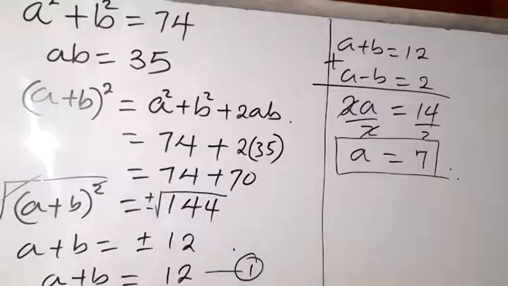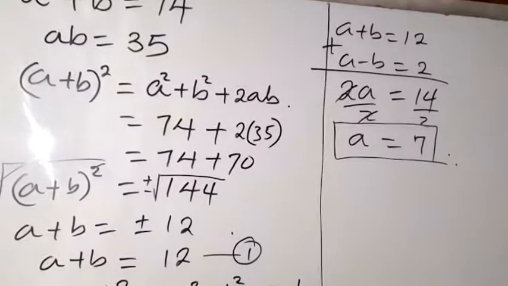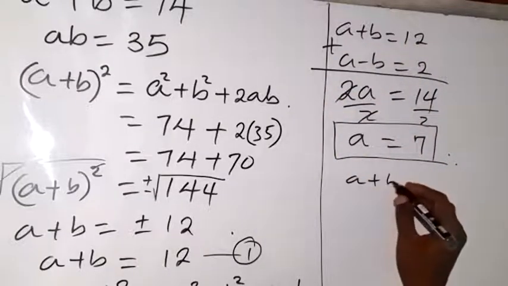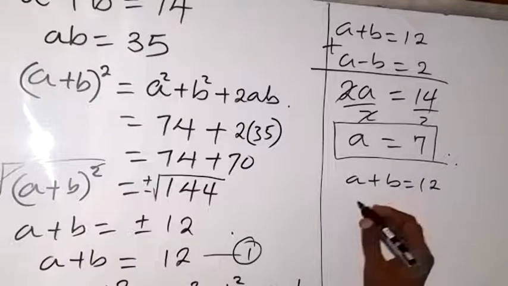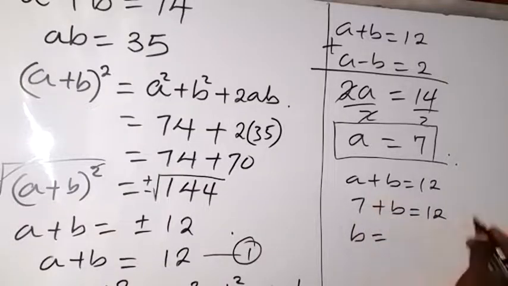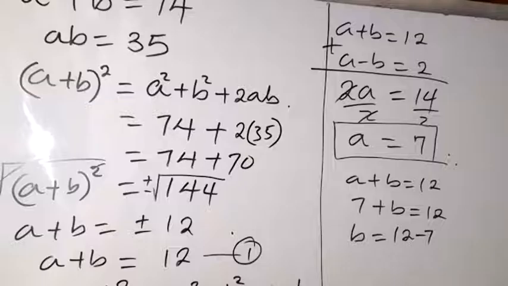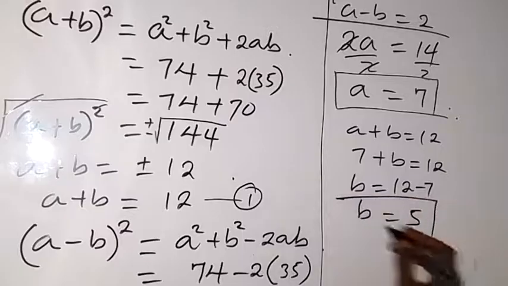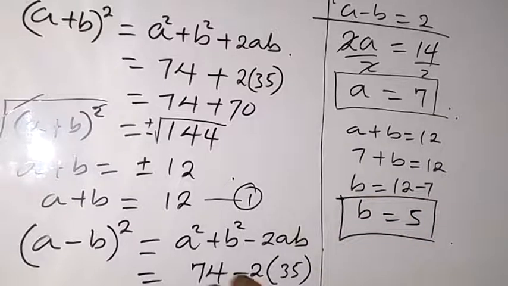And we can get the value of b by substituting in equation 1 or equation 2. So from equation 1, we have a plus b equals 12, which with a as 7 is 7 plus b equals 12. We can say b will now be equal to 12 minus 7. Then our b is equal to 5. So b is equal to 5, a is equal to 7. And we can substitute these values into the given equations to check whether they satisfy the two equations. So we can do that.